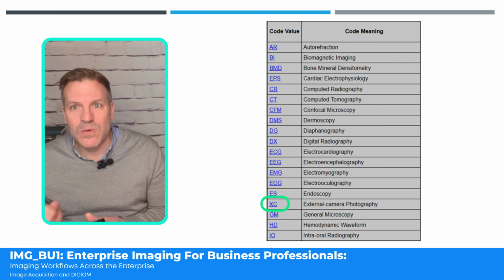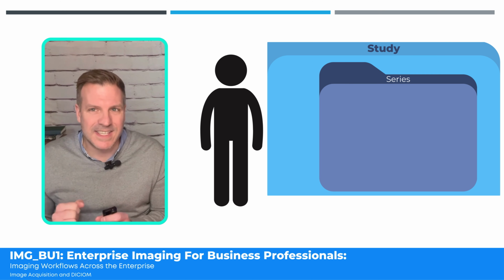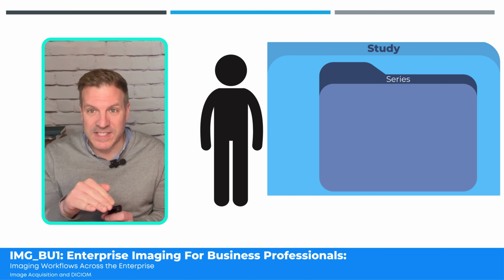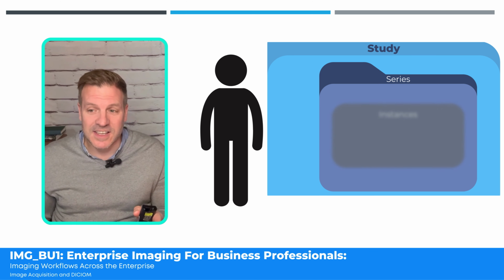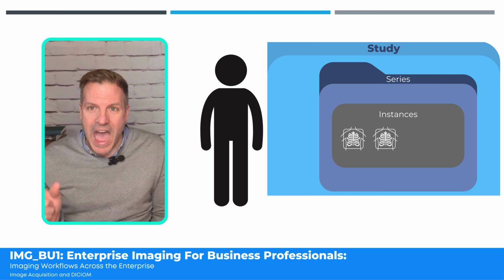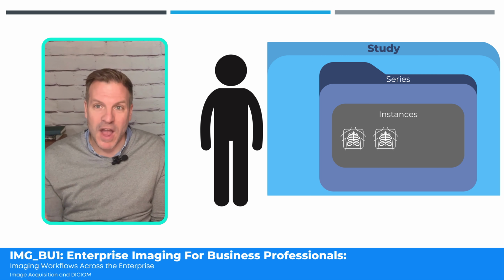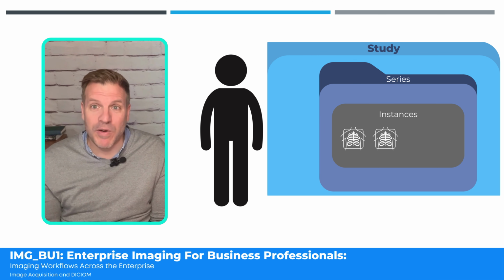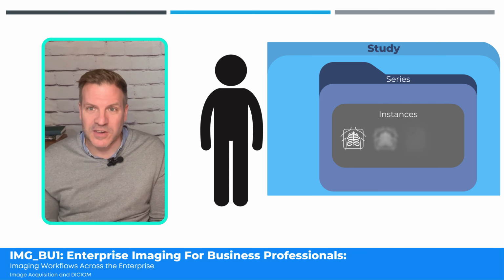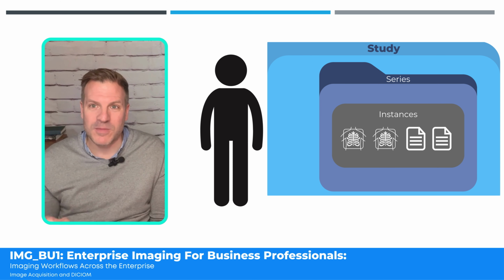Now, I did reference earlier this word instance when we were going through that hierarchy. And just below series, I referred to the series as a subset of instances. And I didn't say images. The reason for that is at that DICOM binary level, where we have the actual file itself, there are times where it could be an image. It often will be an image. But there are times where there are non-image DICOM objects.